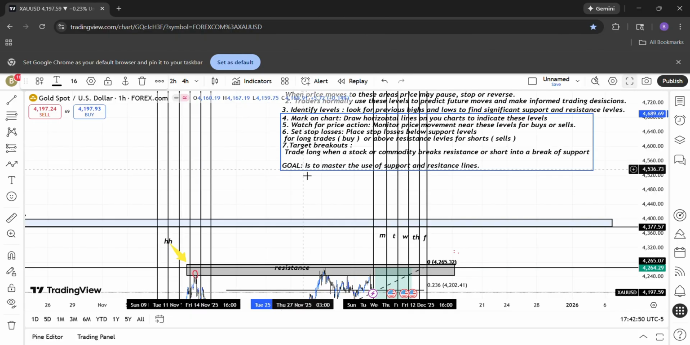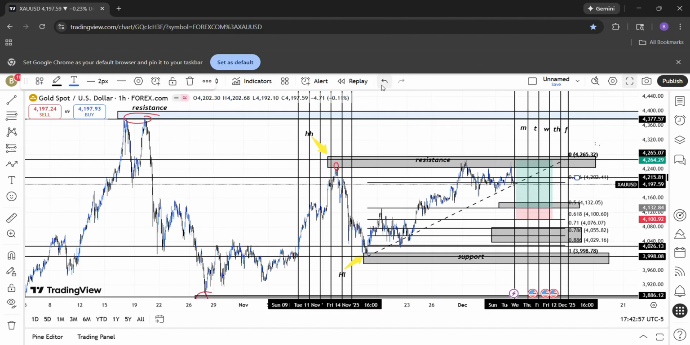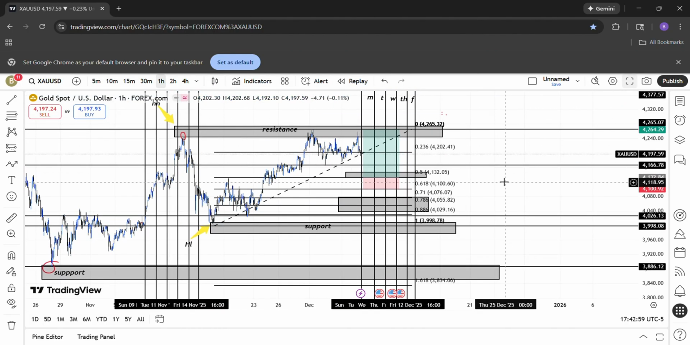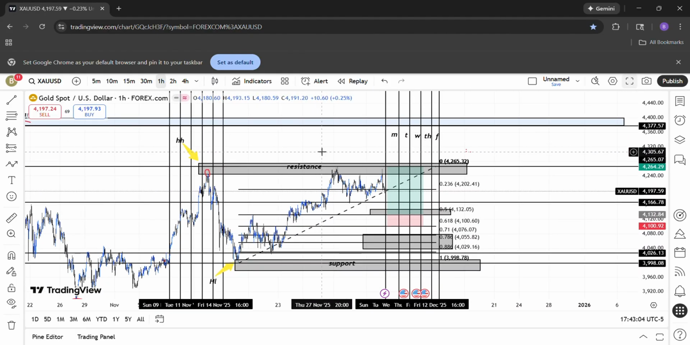And the goal is to master the use of support and resistance lines, right? Let me know if y'all had any trouble understanding. I'll go slower next time. But peace.